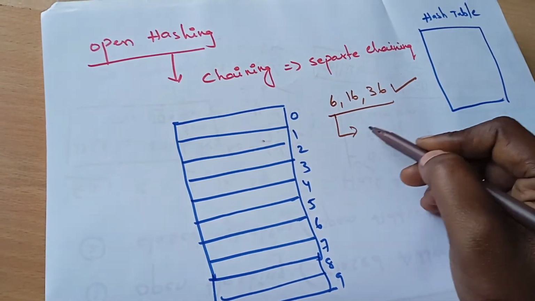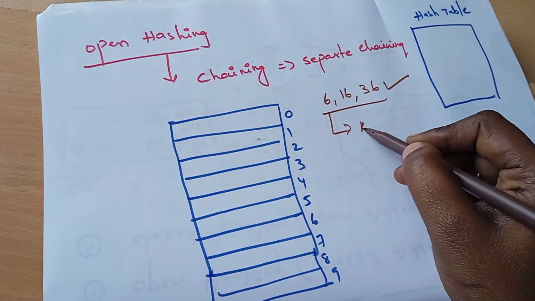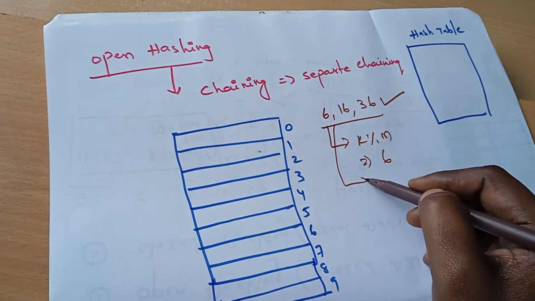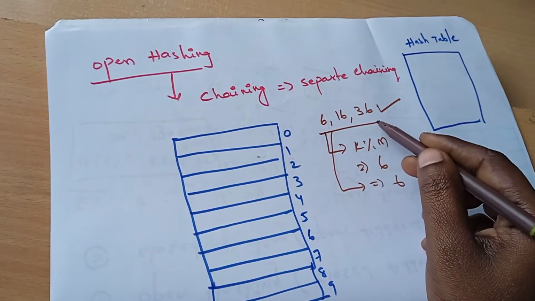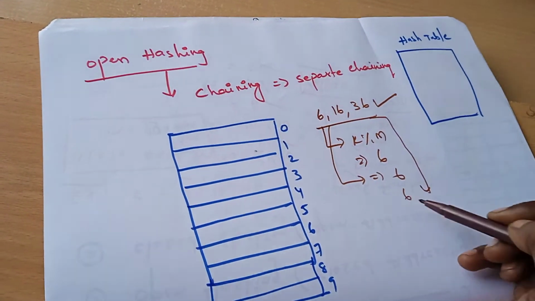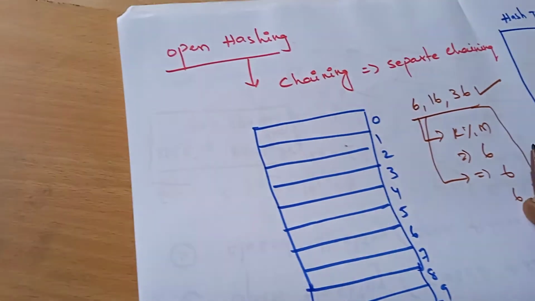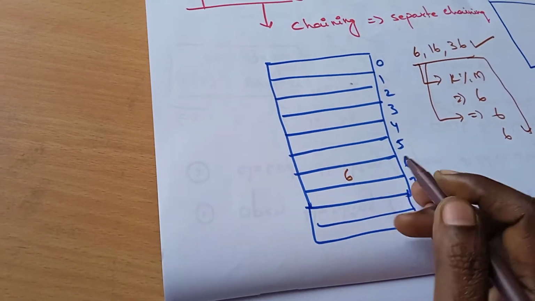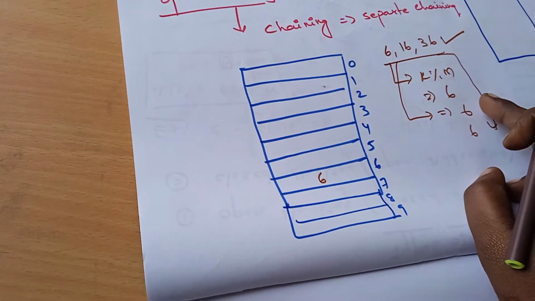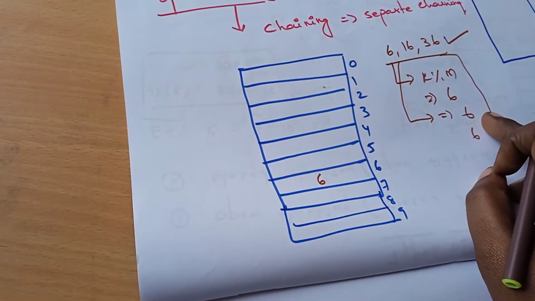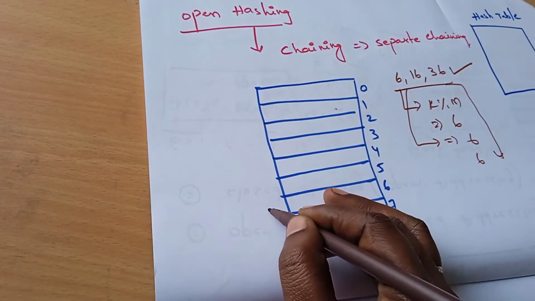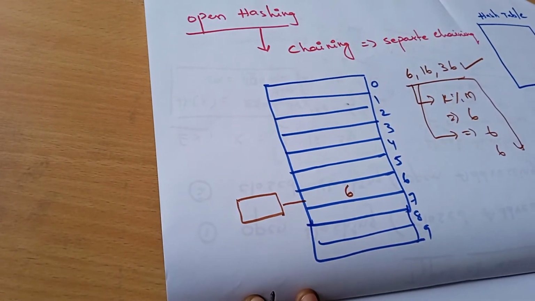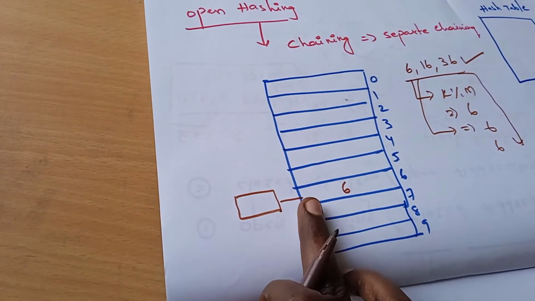Now for 6, using the division method, we got location as 6. For 16 also we got location as 6. For 36 also we got location as 6. So what we are going to do is store the first element, which is 6, in the location. And when the second element comes to the same location, we are going to take a chain. We'll take a chain from this index.